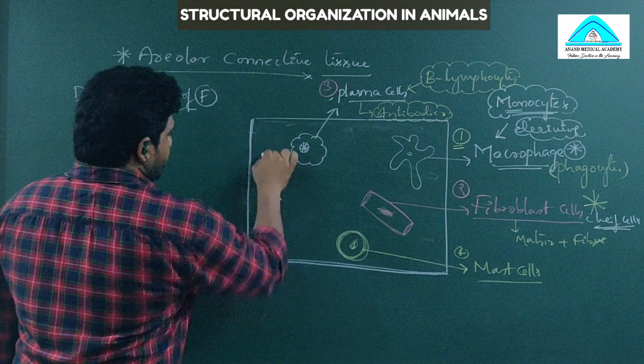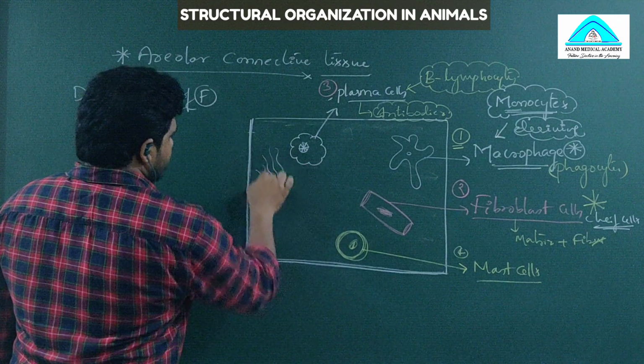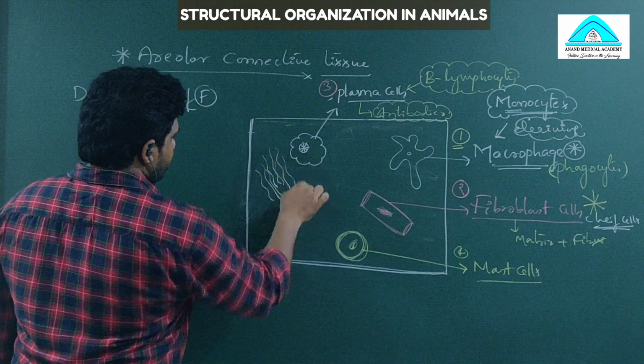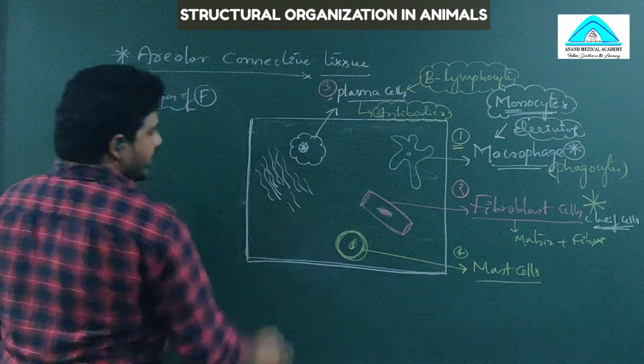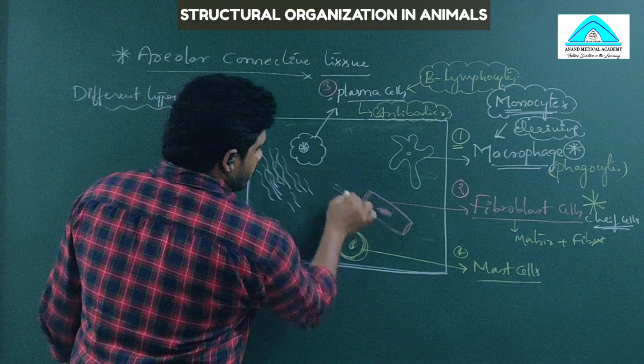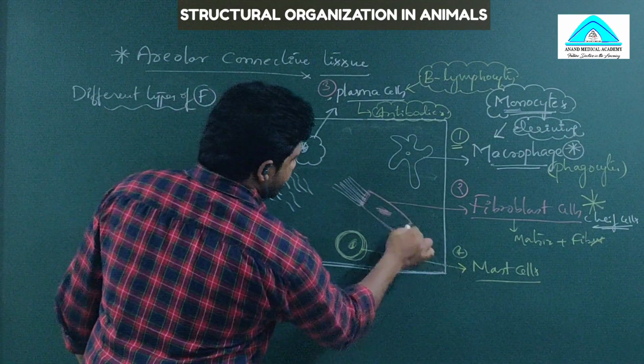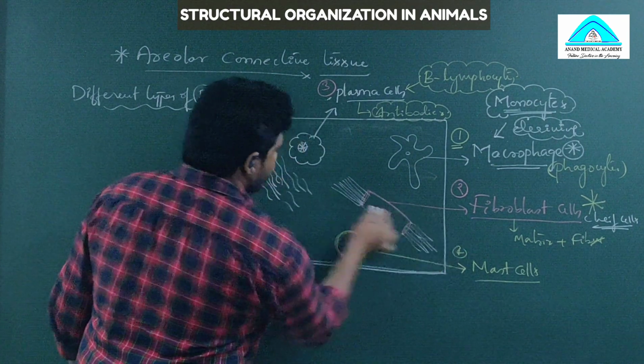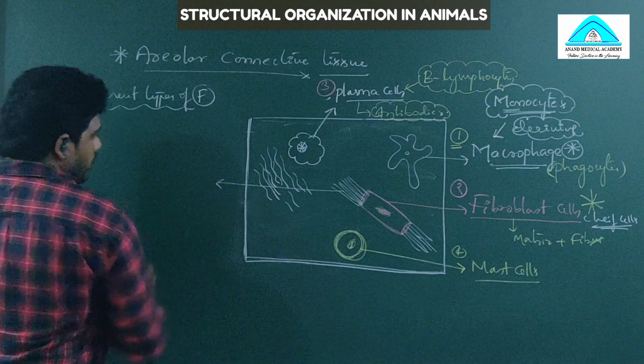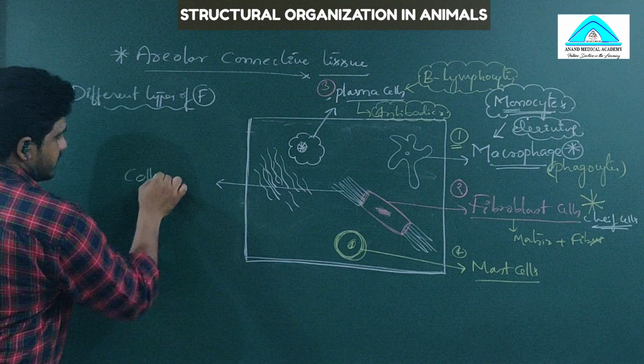Firstly, some fibers are present. They are white in color, but they exist in bundles. They exist in bundles. So these fibers are called collagen fibers.